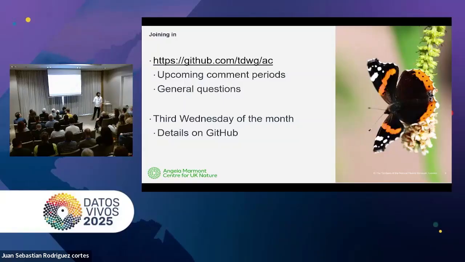If you want to join in, we do almost all of our organization through the Audiovisual Core GitHub. We'll be announcing the upcoming comment periods, and if you have any general queries or ideas, please do contribute there. We have a Zoom call on the third Wednesday of every month, and the details for how to join that are on the GitHub.